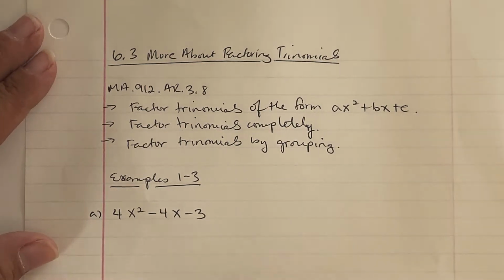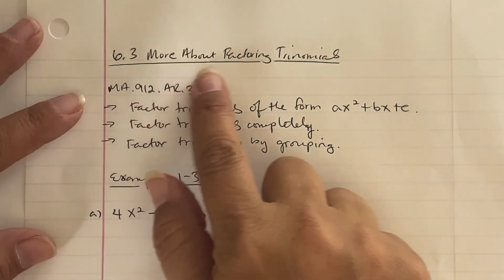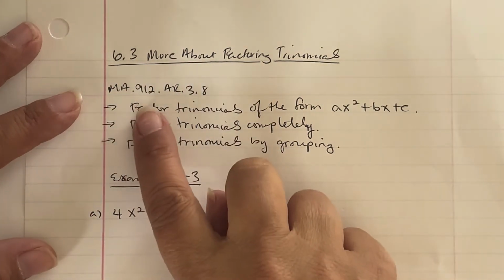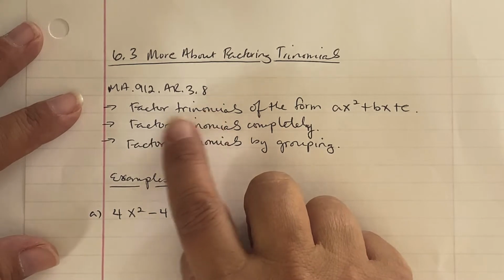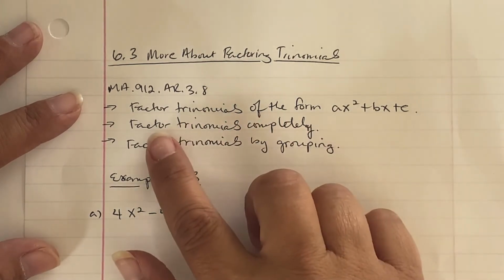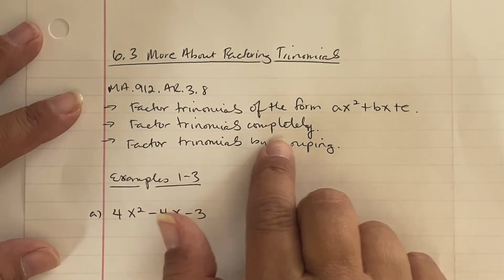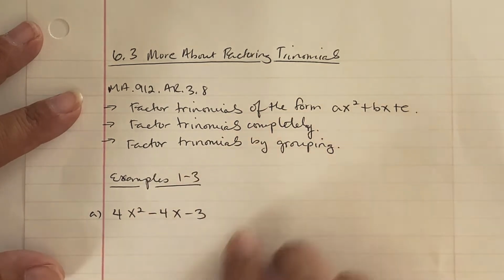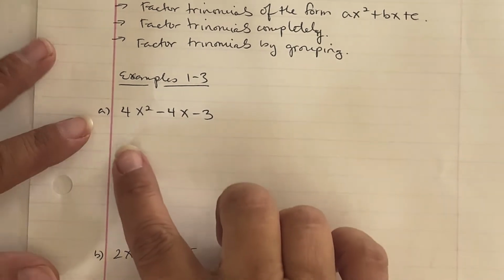6.3, more about factoring trinomials. It's MA 912, AR 3.8. We're going to factor trinomials of the form ax squared plus bx plus c, factor trinomials completely, and factor trinomials by grouping. So in examples 1 to 3, we have 4x squared minus 4x minus 3.